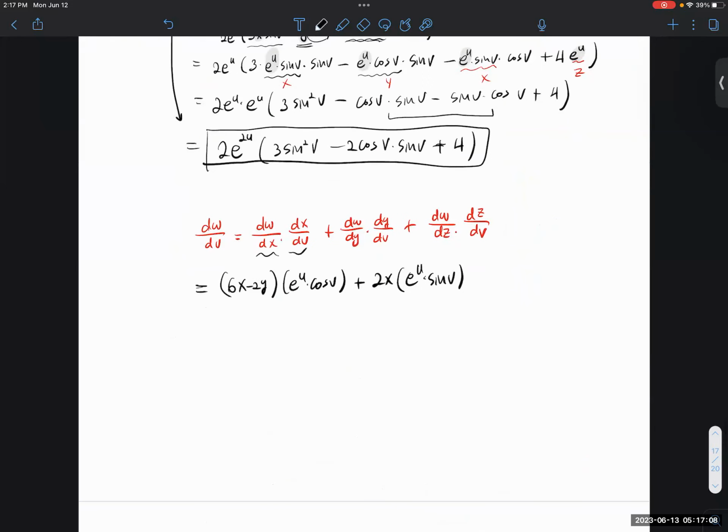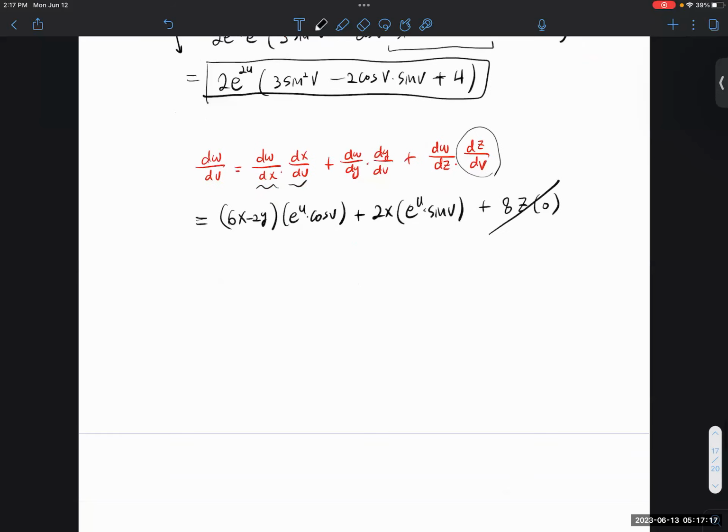So I'm just writing everything. dw dz, that would be 8z, and the last one we got 0. So this is 0 anyway. So let's do the distributive property: 6x e to the u cosine v. So this is a v, right? And then minus 2y e to the u cosine v. And then 2x e to the u sine v.